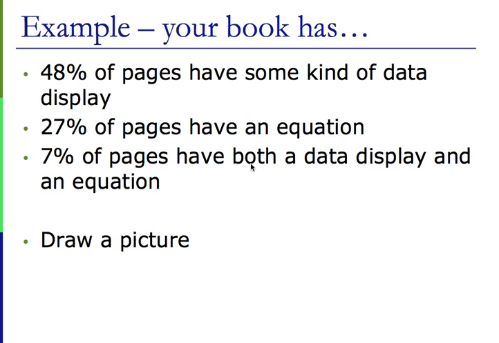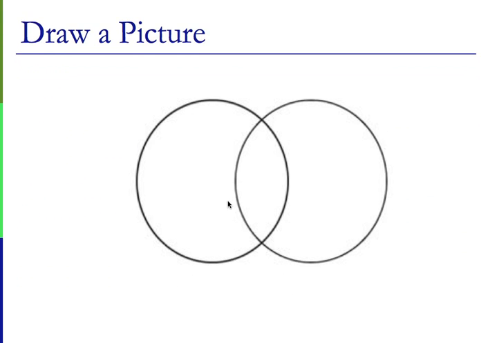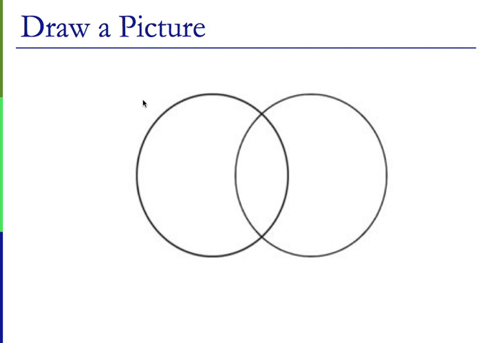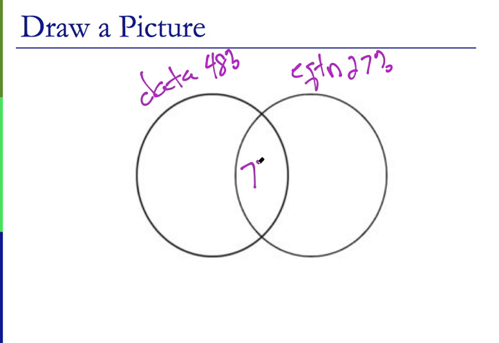Your book has 48% of pages have data, 27% have an equation, and 7% have both of them. All right, so the picture we're going to use is a Venn diagram. This is what the Venn diagram looks like. We have data, which is 48%. I'm not going to fill this in quite yet. And the equation has 27%. One of the circles represents data, the other circle represents the equation, and the middle represents the overlap, what is contained in both. It also tells us that 7% of the pages have data and equations.